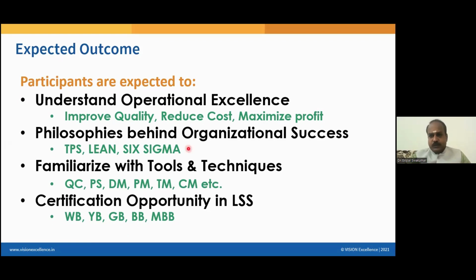And then in the process, I will also take you through the philosophies and principles behind the success stories of companies like Toyota, Motorola, General Electric, ABB, and others. They all embraced Six Sigma and achieved breakthrough results using quality as the strategic business focus. So what is this TPS? What is this Lean? What is this Six Sigma? We are going to learn from scratch.